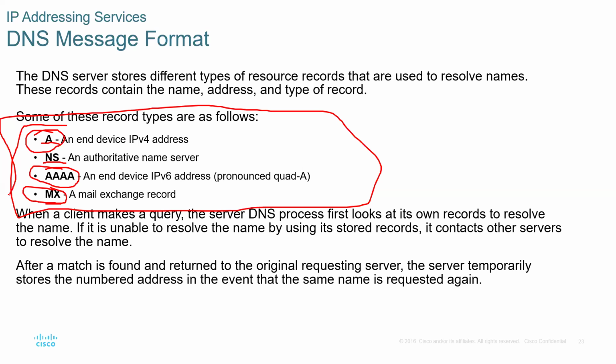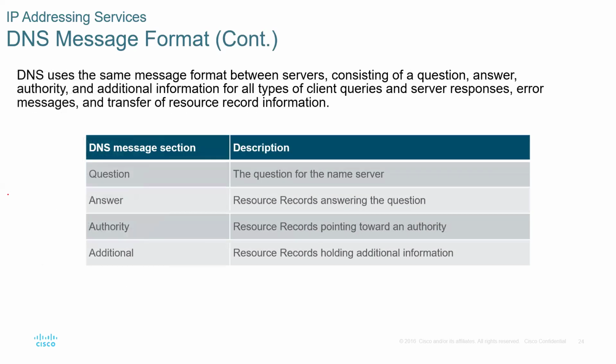So when a client makes a query, the DNS server process first looks at its own records to resolve the name. If it is unable to resolve that name using the stored records, it contacts other servers to help it resolve that name. After a match is found and returned to the original requesting server, the server temporarily stores the numbered address in the event that the same name is requested again. All right.